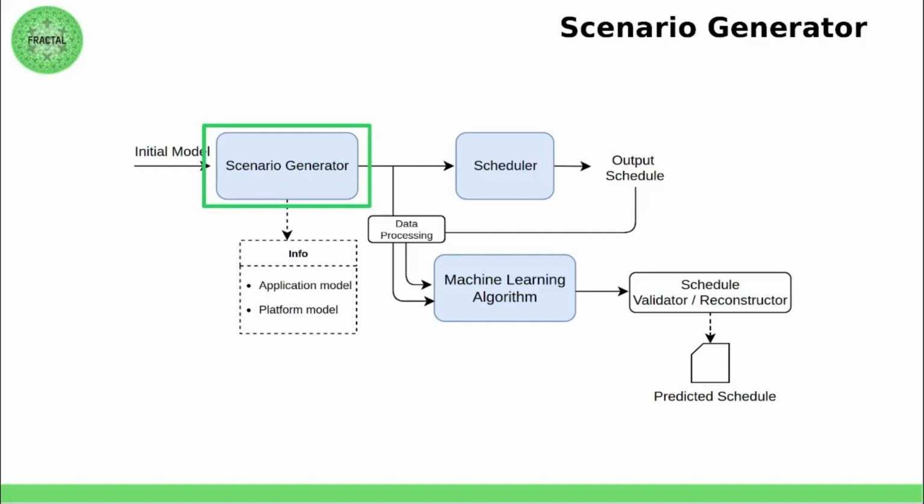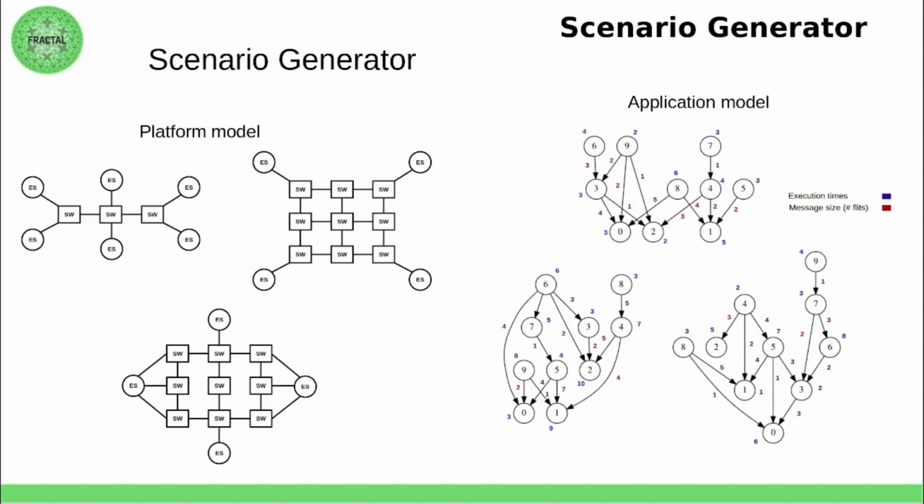The first component is the scenario generator. It is in charge of creating all the synthetic data: a large number of different scenarios formed by an application and a platform model. The platform model, which indicates the topology of the system, can be adapted to any specific requirement. We can have a bus topology, a mesh, or also a different topology defined by the user.